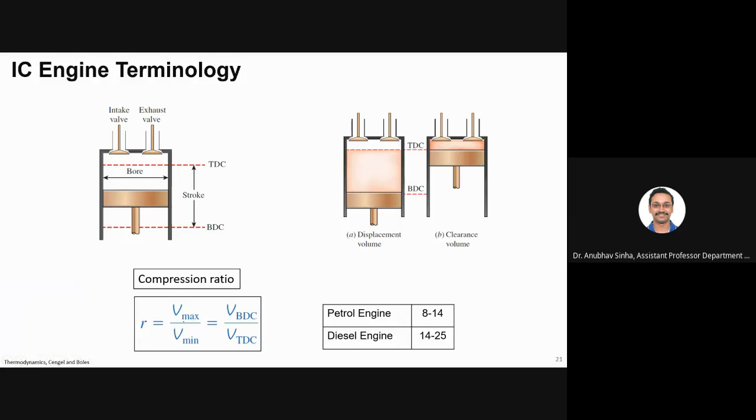Okay, so Vmax is the volume when the piston is at bottom dead center. So it means the piston is here. This total volume you are taking into account. This is your numerator. Okay. Denominator is TDC. It means the piston is at the top. So this volume you are taking into account. So if you divide this by this, it will not be more than one.